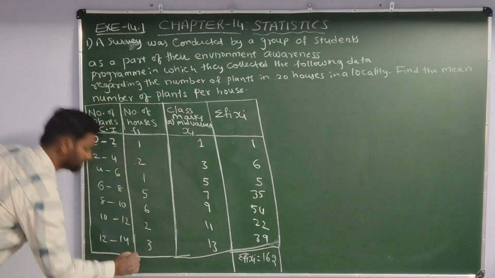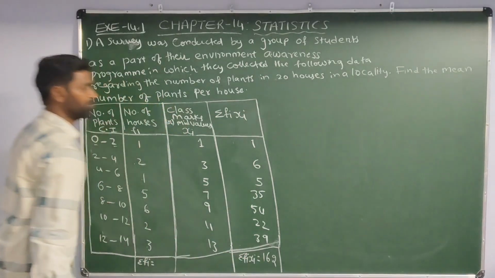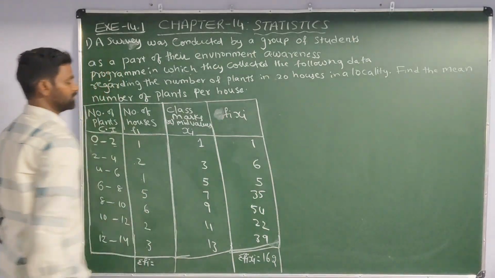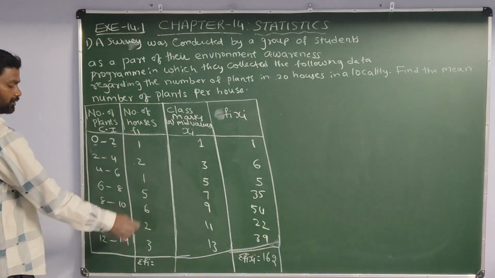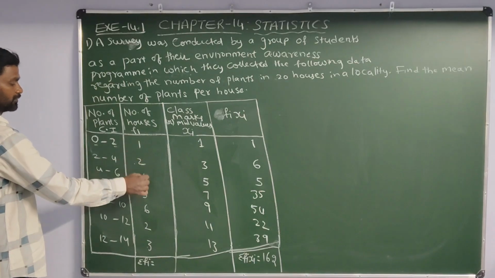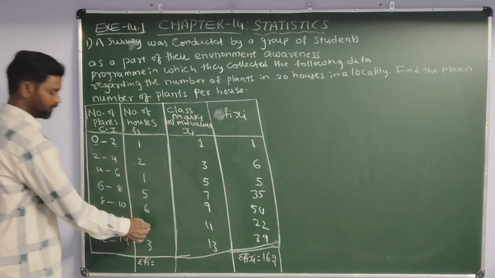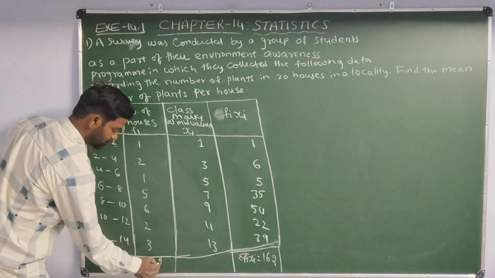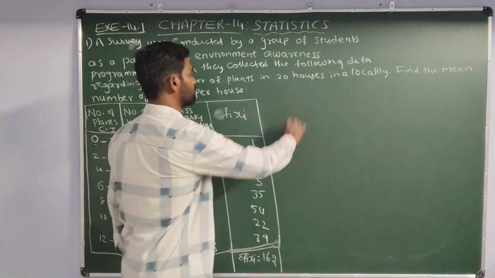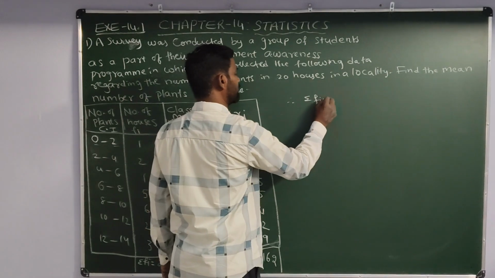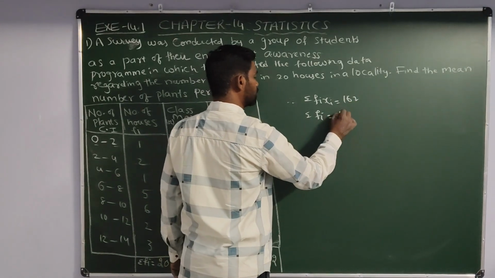Now add all the frequencies. Here we have written sigma fi xi, and here you have to write sigma fi. Next, add all the fi's. 1 plus 2, 3. 3 plus 1, 4. 4 plus 5, 9. 9 plus 6, 15. 15 plus 2, 17. 17 plus 3, it is 20. So sigma fi is equal to 20 and sigma fi xi is equal to 162.